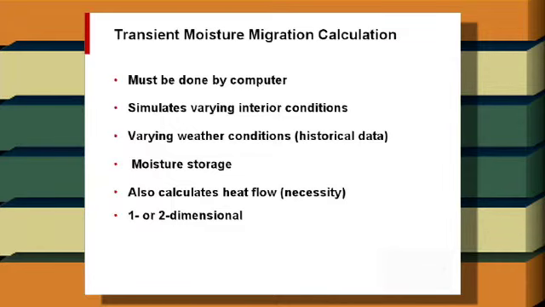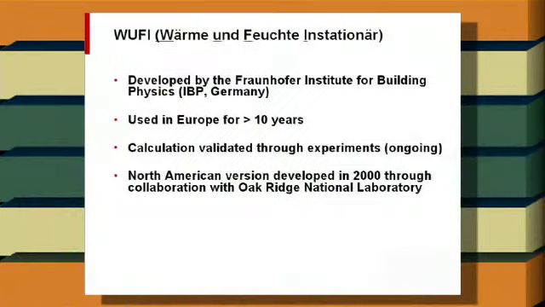The industry standard for that is a program called WUFI. And because I'm German, I can pronounce it: Wärme und Feuchte instationär, which just means heat and moisture transient. It's been used for 10 years. And they do something that's pretty cool. They validate these calculations through experiment to give you a bit more data to make sure that you're reasonably in the ballpark. And the American version has been around for 10 years, developed in collaboration with Oak Ridge.